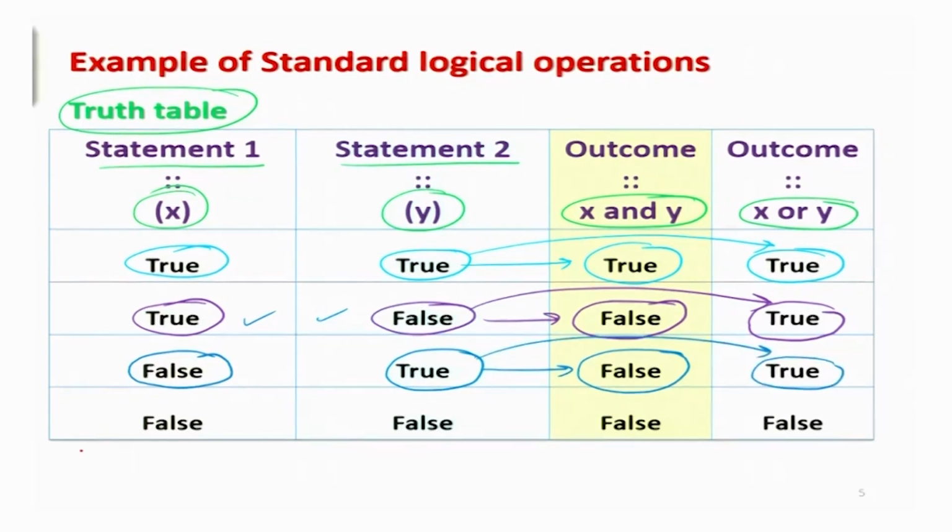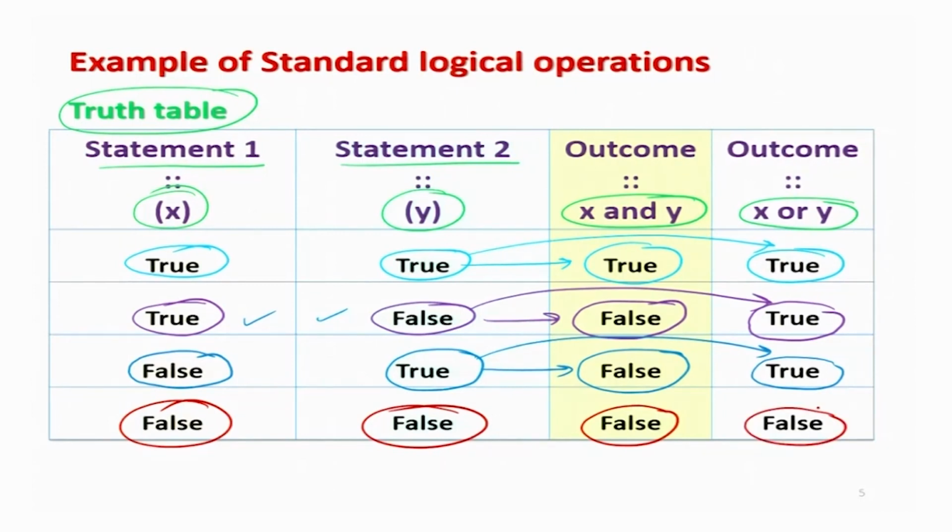And finally, if the outcome of both the statements is false, then the outcome of x and y will also be false, and the outcome of x or y will also be false, like this.